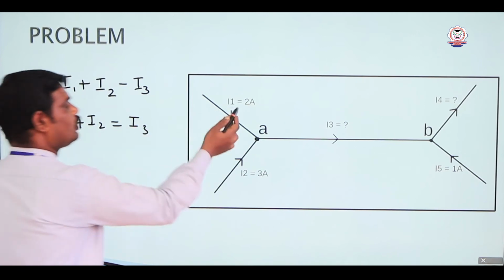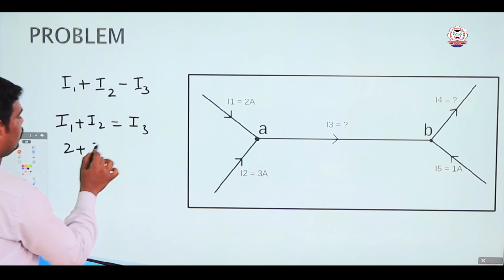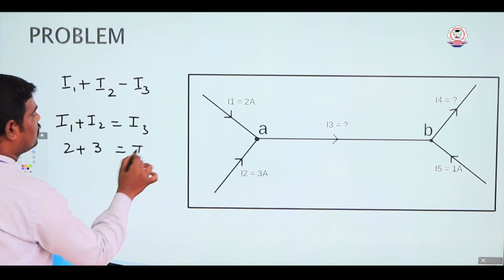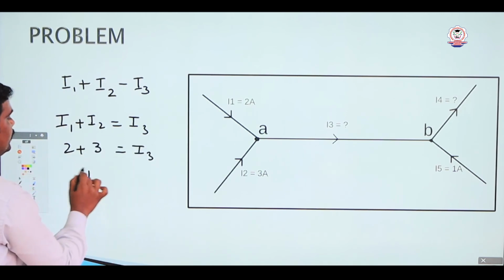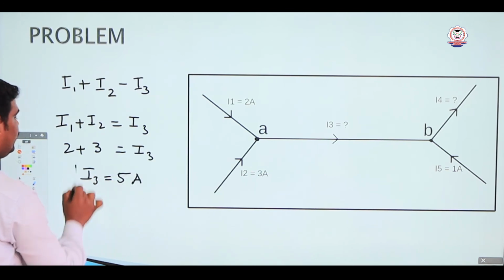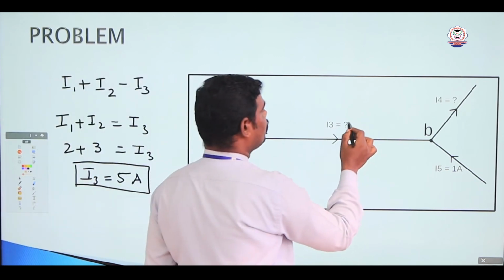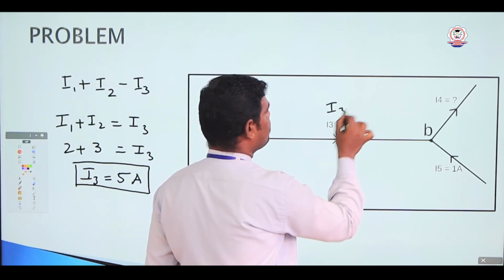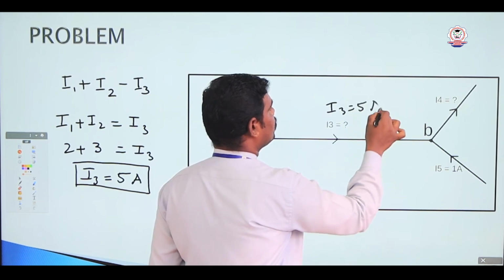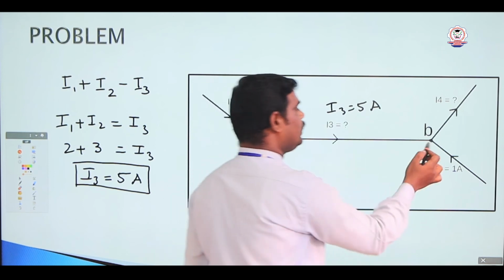Here I1 is equal to 2, I2 is equal to 3, equal to I3. So I3 is equal to 5 ampere, right. So here I3 is equal to 5 ampere. So this 5 ampere moves from A to B.